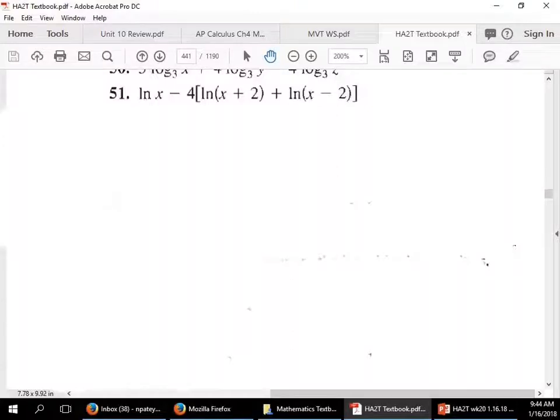So for 51, the first thing I'm going to do is look at these dumb brackets. Man, it's making everything look complicated. Let's get rid of those.